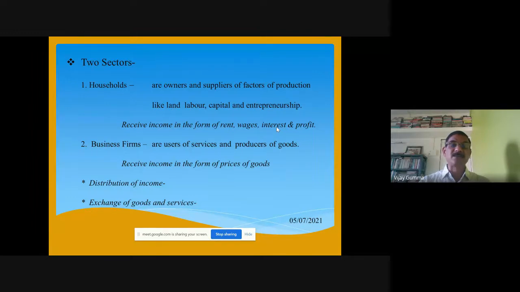Now we can explain the circular flow of income and expenditure by considering a simple two-sector economy. In a two-sector economy, we have assumed that there are only two sectors which operate in an economy. One is the household sector, and the second one is the business firm sector.